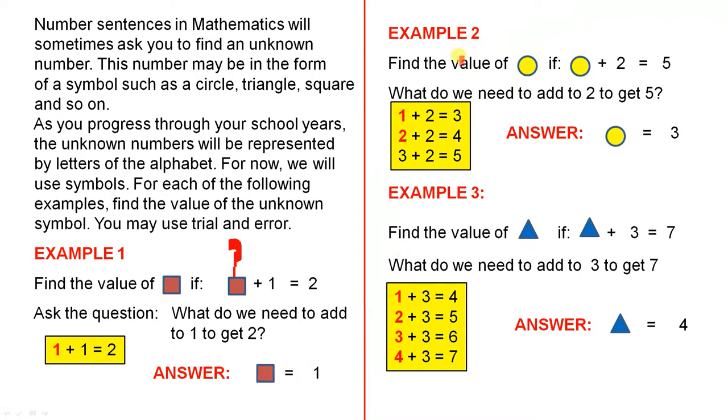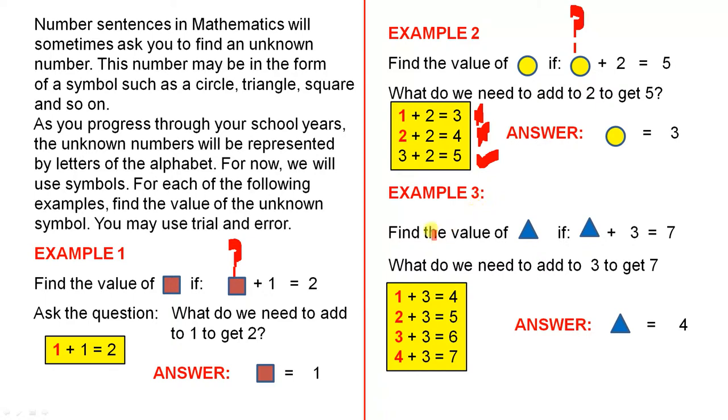Example 2. Find the value of the circle if the circle plus 2 equals 5. What do we need to add to 2 to get 5? So we're going to add something to this 2 to give us 5. Let's see if 1 will do the trick. 1 plus 2 equals 3. No, that won't do. 2 plus 2 equals 4. No, that won't do. 3 plus 2 equals 5. Yes. So the answer, the circle equals 3.